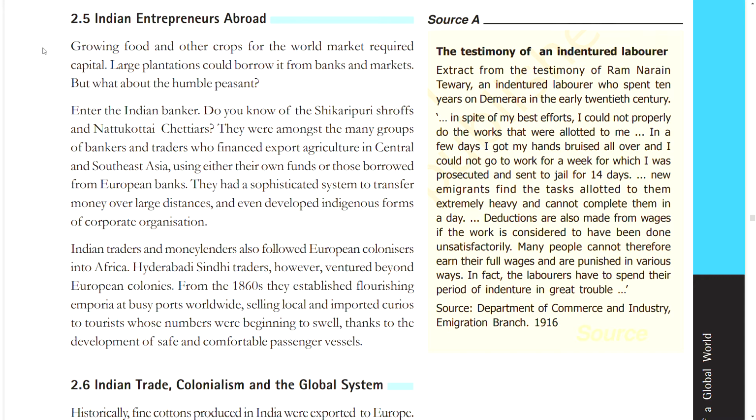They were amongst the many groups of bankers and traders who financed export agriculture in Central and Southeast Asia, using either their own funds or those borrowed from European banks. They had a sophisticated system to transfer money over large distances and even developed indigenous forms of corporate organization.